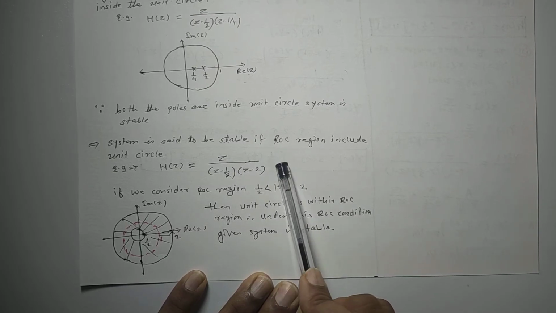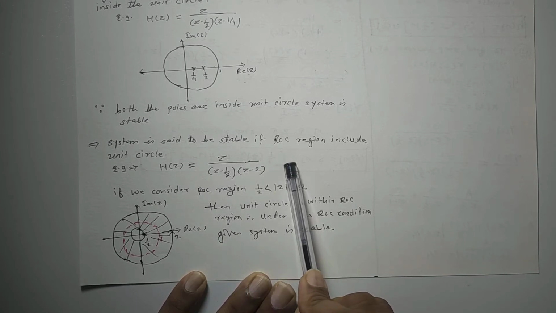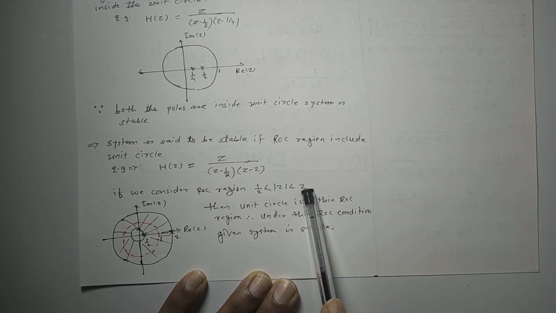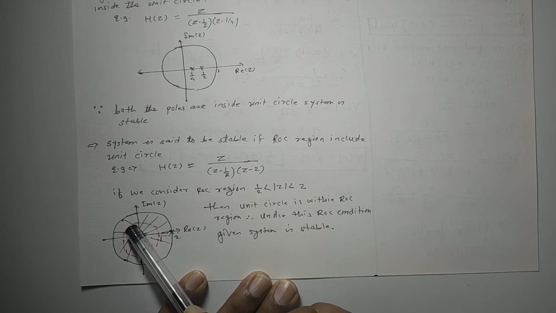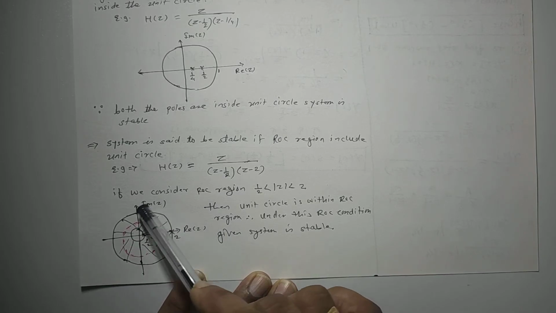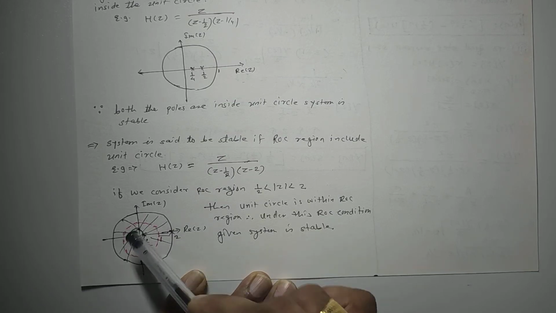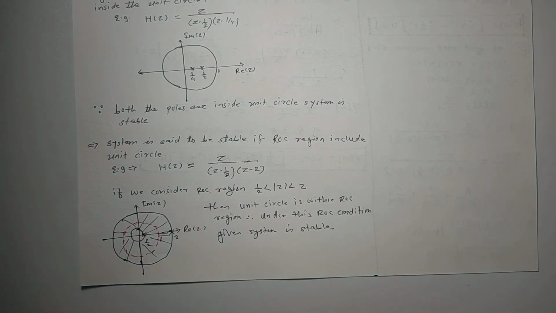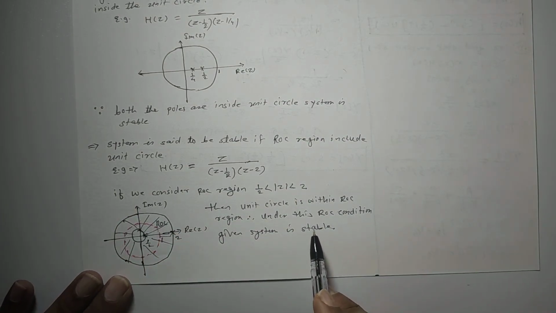One will be mod of z is greater than 2, another will be mod of z is less than half, and the third one will be mod of z is in between half and 2. Okay, so we'll draw this ROC. We'll draw the two circles, one circle of radius half, another circle of radius 2. And दोनों के बीच में जो है that is the ROC region. So this is the ROC region.